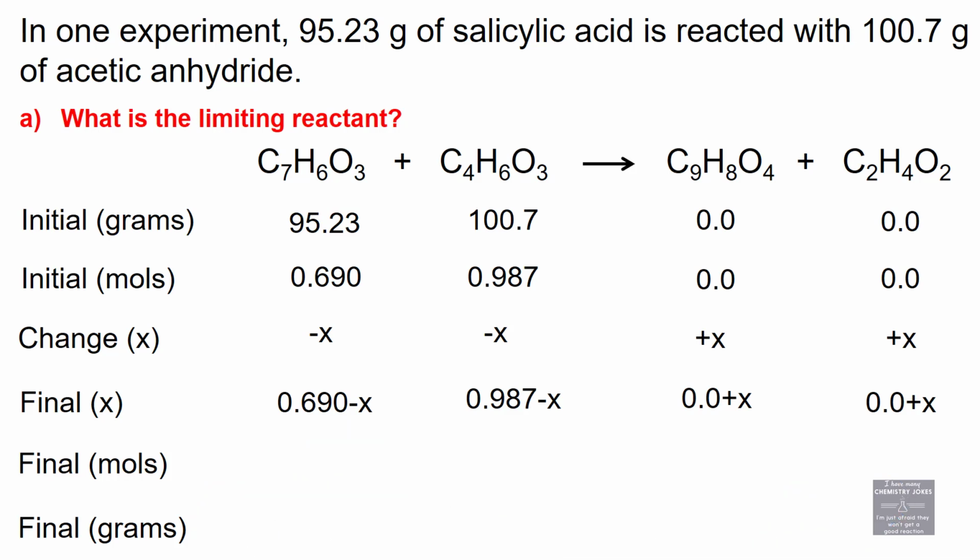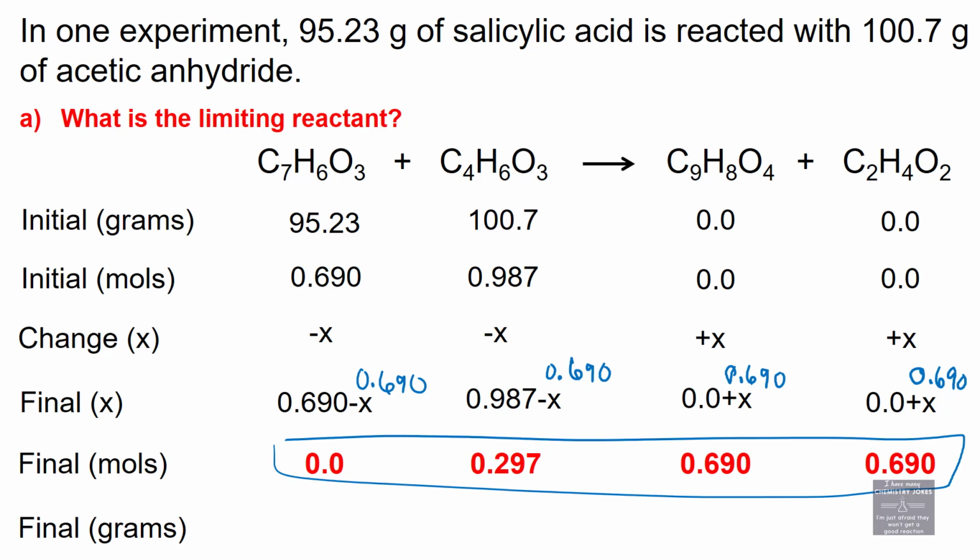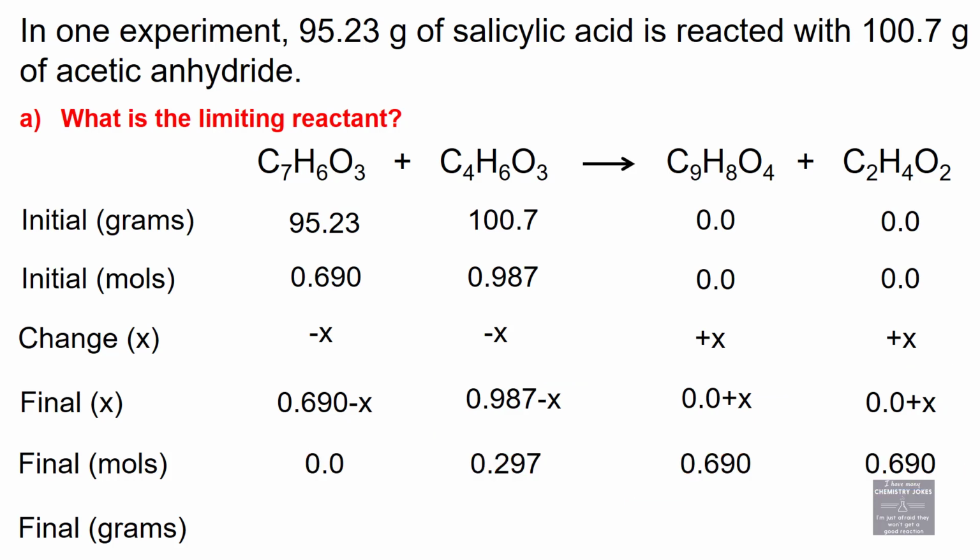So then I go back and fill in the rest of my table, filling in x as 0.690. That means 0 for that thing, minus 0.690, 0.297, plus 0.690, plus 0.690. I'm filling in the smallest x for all of those x values, and that's how I get this final x in terms of moles. And then, finally, I take my number of moles and convert it to grams using molar mass.